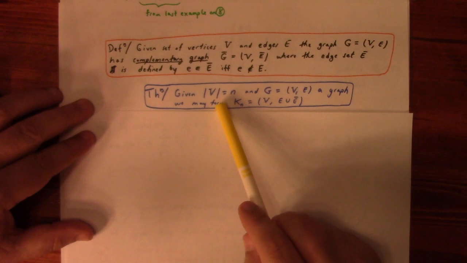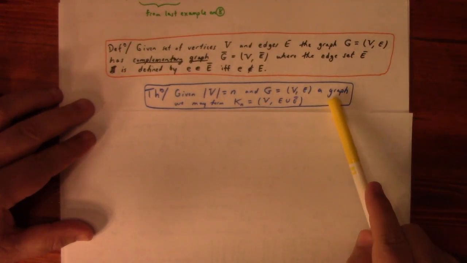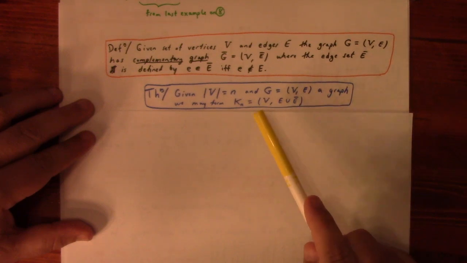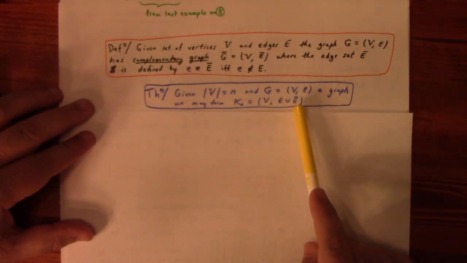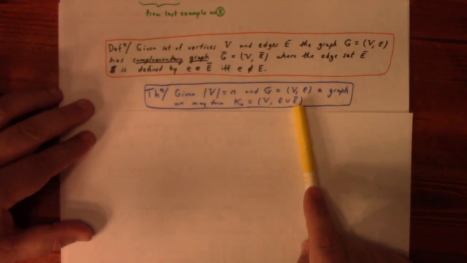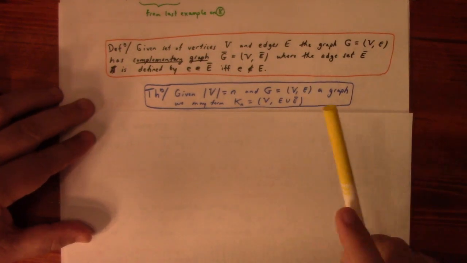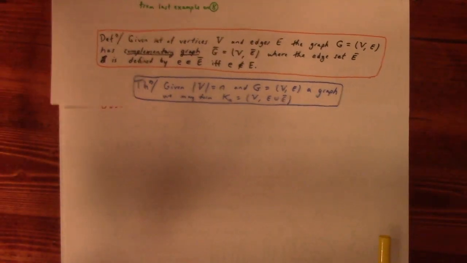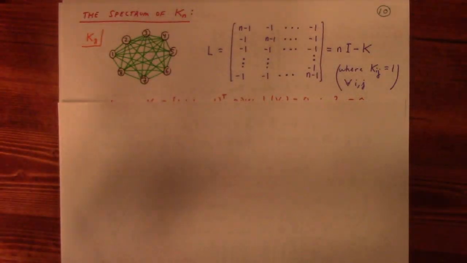All right, and I can tell you a little theorem. If the number of vertices is n, and G is a graph with edge set E, then you can form the complete graph by taking the vertex set and just using the edges in the graph and also the edges in the complementary graph. That gives you all your edges, which gives you the complete graph. All right. So what about the spectrum of the complete graph? Well, let's look at that.